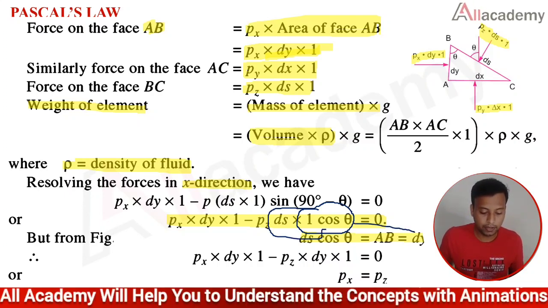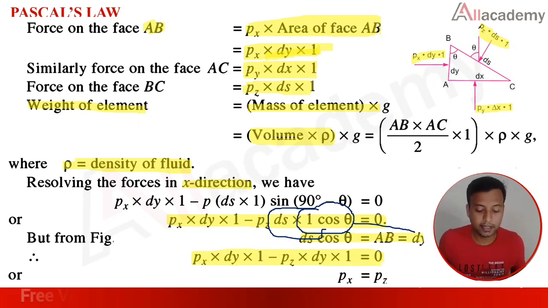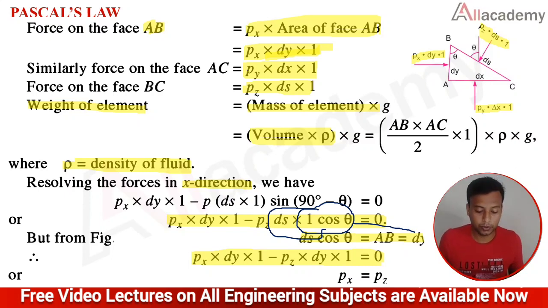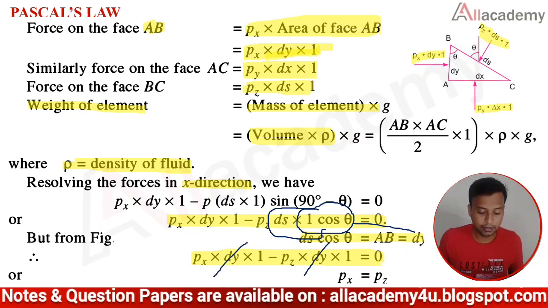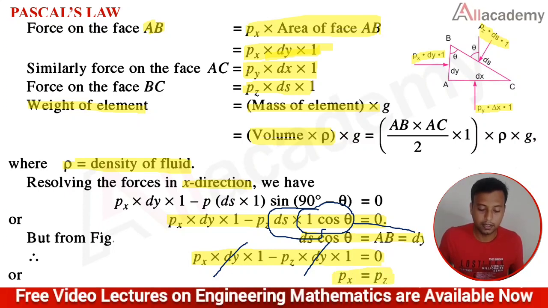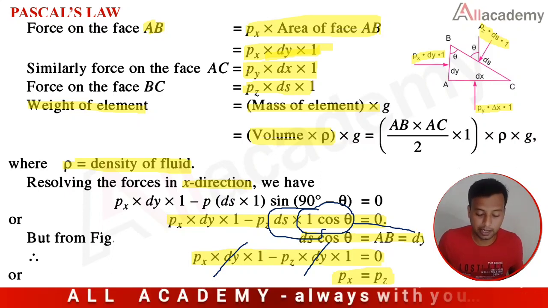After that we get the equation Px dy minus Pz dy into 1 equals 0. If I rearrange this, dy cancels, so finally I will get Px equals Pz. When I resolve the forces in the x direction, I get Px equals Pz.